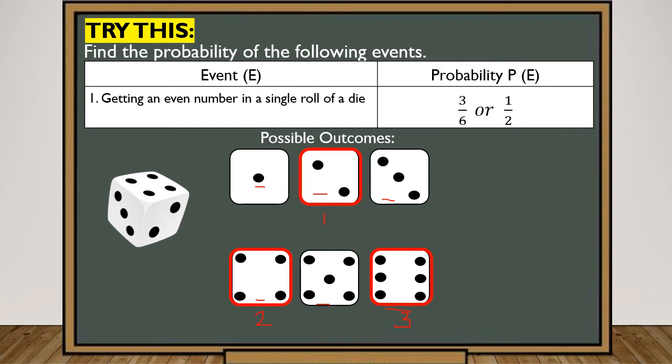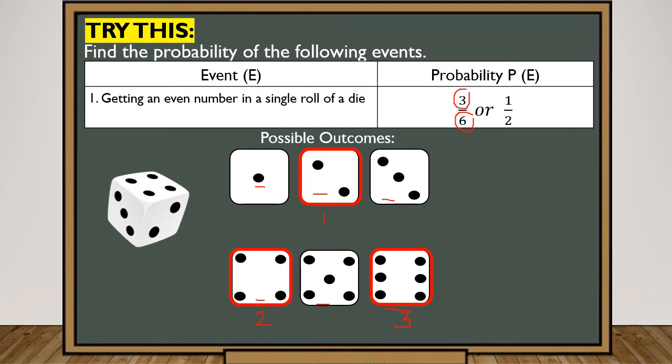So our probability would be 3, because we have 3 events of getting an even number, either 2, 4, or 6, out of 6 possible outcomes. So the probability of getting an even number in a single roll of a die is 3/6 or 1/2. If we express this in decimal form, the probability of getting an even number is 50%, because half of the possible outcomes are even numbers.